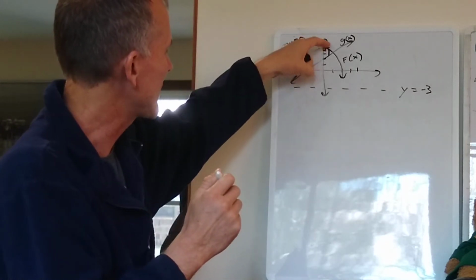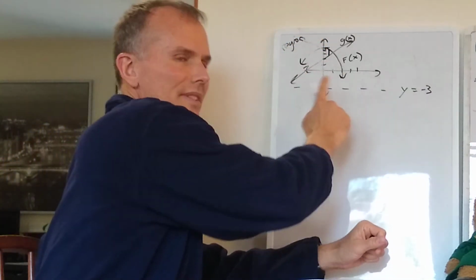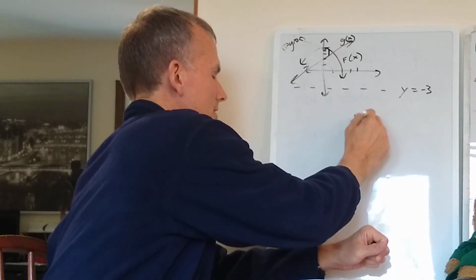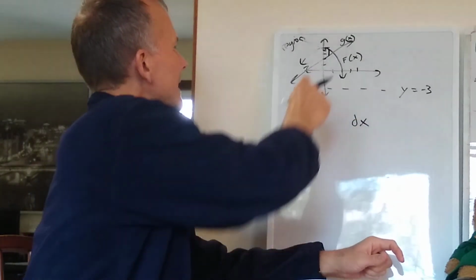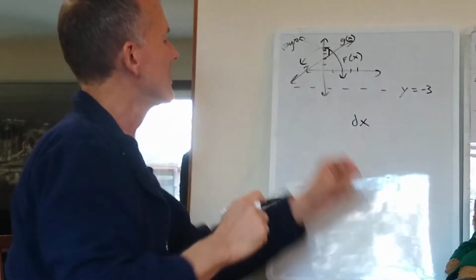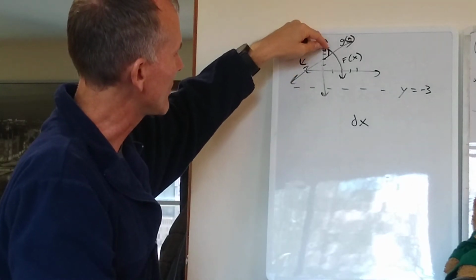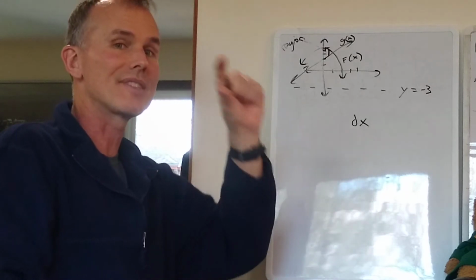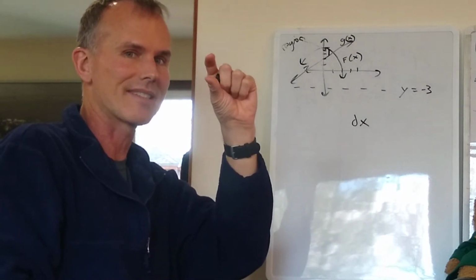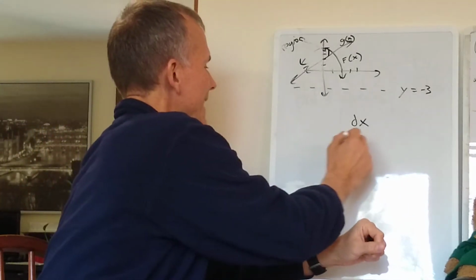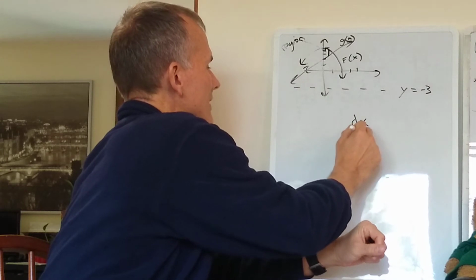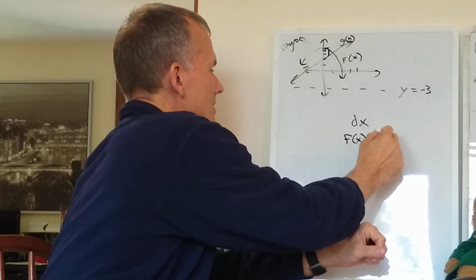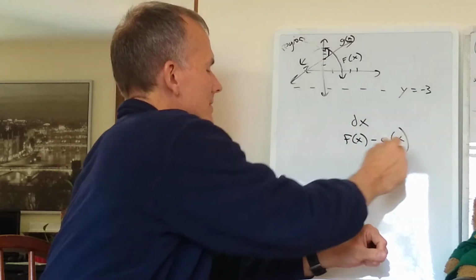So let's just look at that line segment for a second. Its width in the x direction is infinitely thin, so we call it dx. Its height in the y direction, well, I don't know how tall it is, but I know its upper bound is f of x and its lower bound is g of x. So the difference between those is the height of that line segment. So the height would be f of x minus g of x.